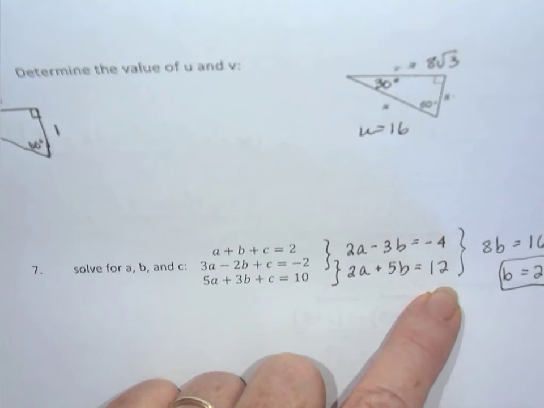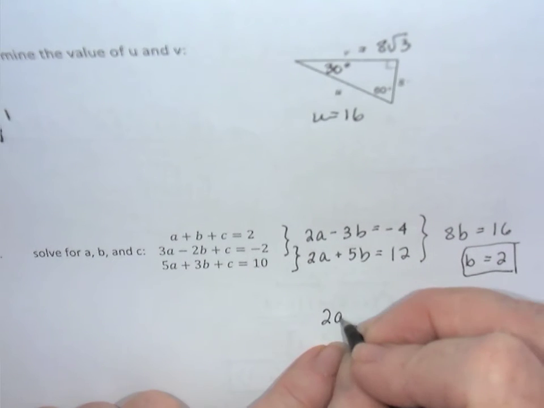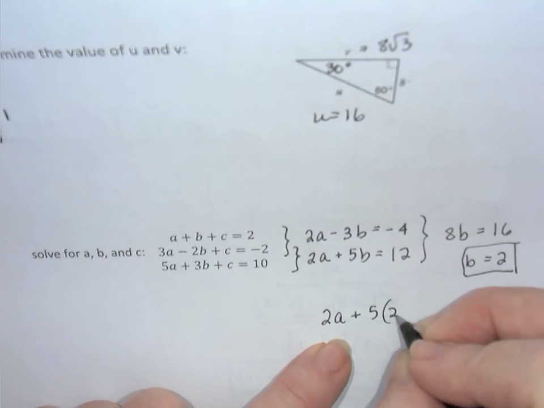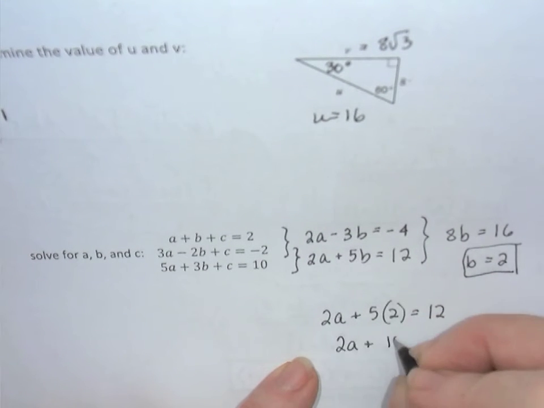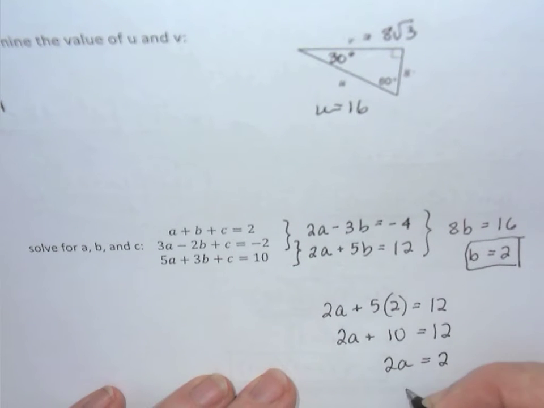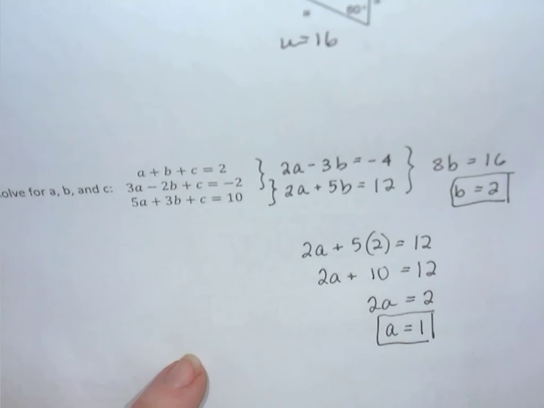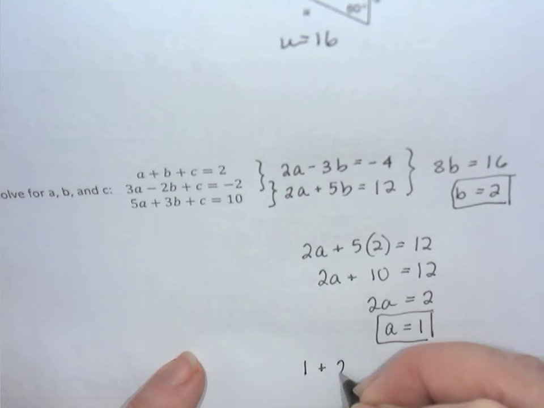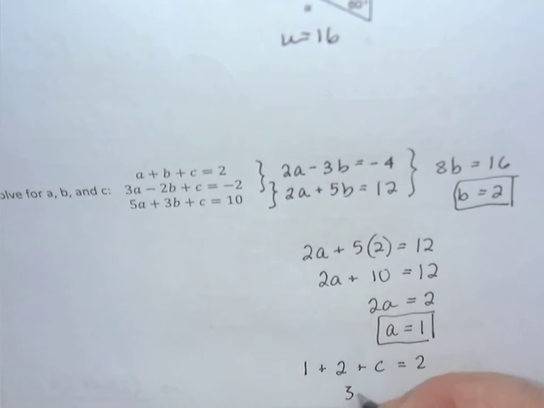Very quickly, I'm going to go back to this and solve for a. So I'll say 2a plus 5 times 2 is 12, which gives me 2a plus 10 is 12, which gives me 2a is 2, which gives me a is 1. And now I'm just going to go back to one of the original equations. So I'm going to say that 1 plus 2 plus c is 2, which gives me 3 plus c is 2, so c is negative 1.